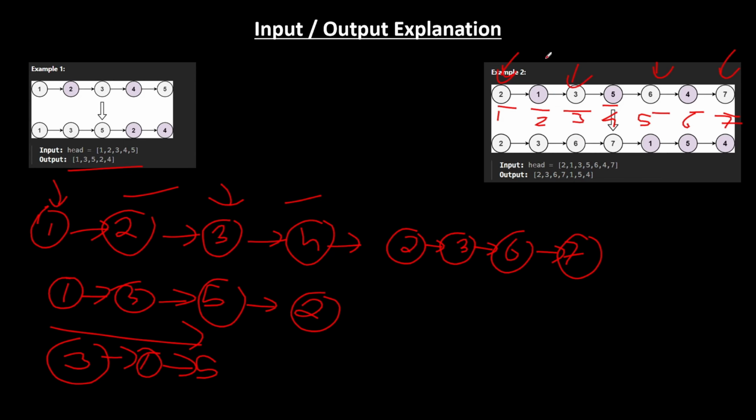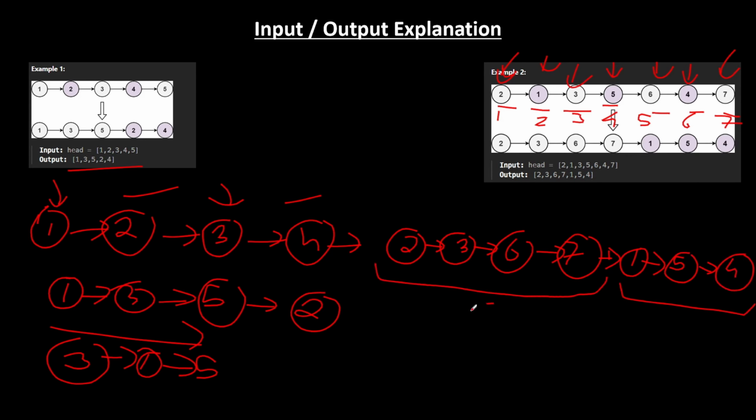Then the even grouping is 1, then we have the 5 value here, then we have 4. So you could see, this is the complete odd group and this is completely the even group. Odd, even. So the output is 2, 3, 6, 7, 1, 5, 4. I hope you understood the input output explanation for this problem. Now let's move to the next slide.